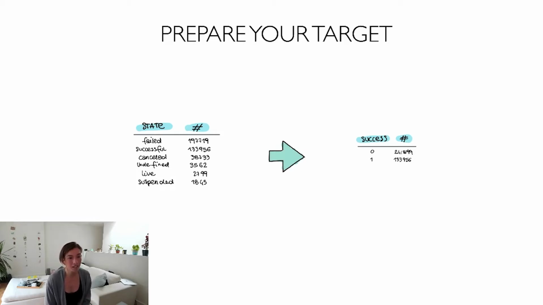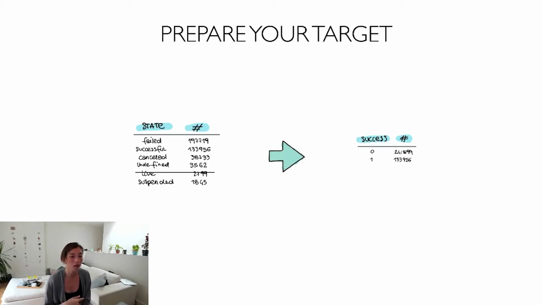The table on the left here shows a count of projects by state. The first thing we're going to do here is remove the projects that were live at the time of the export. We don't have ground truth about these. We don't know if they were successful or not, and so we just take them out of the analysis completely.